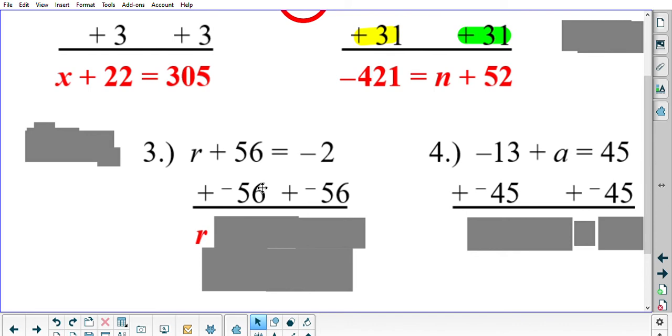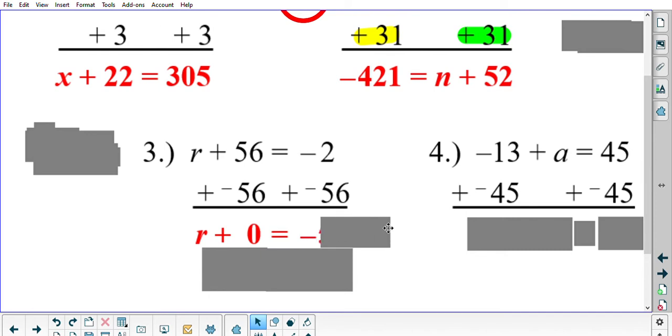56 plus negative 56, when you have a positive plus a negative, you will subtract in your head. This will give you 0, which is a little interesting. The right-hand side, negative 2 plus negative 56, you would add in your head. Answer stays negative. You add in your head because same signs, you add. So this gives you negative 58.